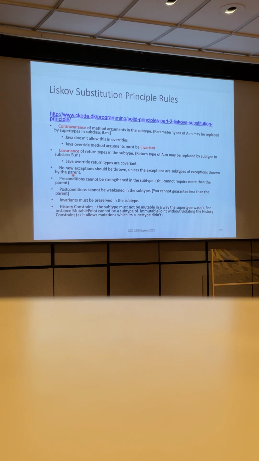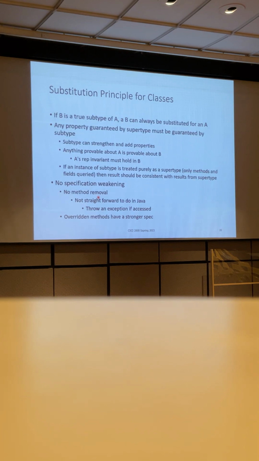So no new exceptions should be thrown unless they are subtypes of exceptions. Preconditions cannot be strengthened in the subtype because, of course, this weakens the specification. Similarly, postconditions cannot be weakened in the subtype because that also weakens the specification. All invariants must be preserved in the subtype, particularly the rep invariant, and the history constraint, so the subtype must not be mutable if the supertype wasn't mutable in the same way. All right, so that's that.